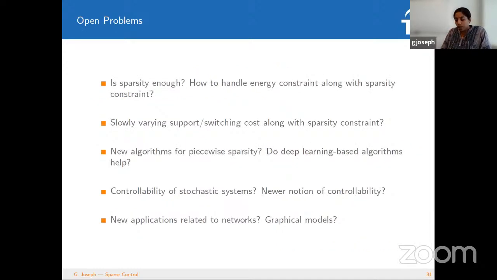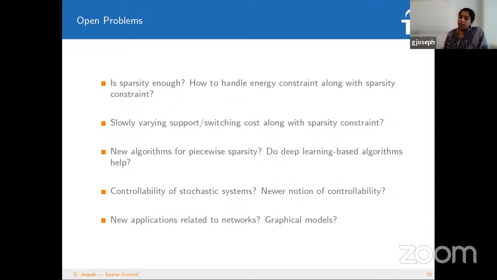Open problems. This is, I think, a very recent topic, or an upcoming topic. I would say it's not very matured yet. So one simple question is, is sparsity enough? Because we also want to handle something like energy constraints along with the sparsity constraint.